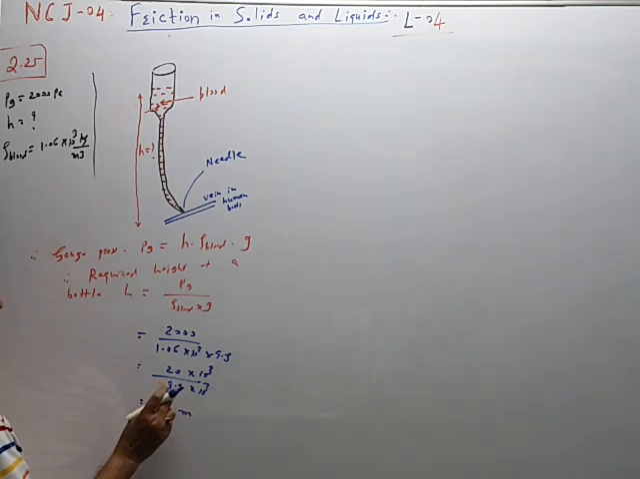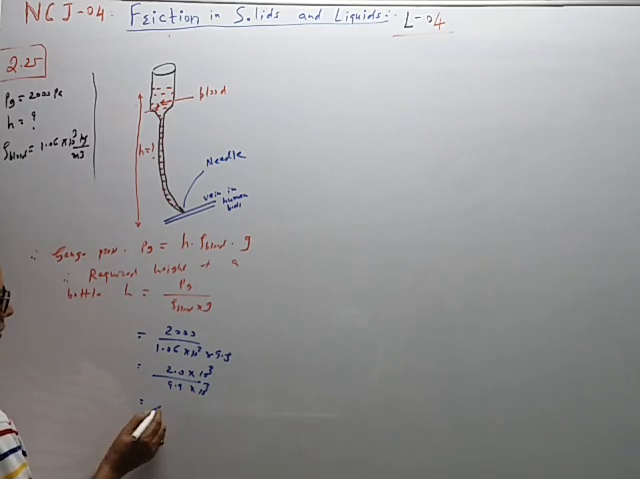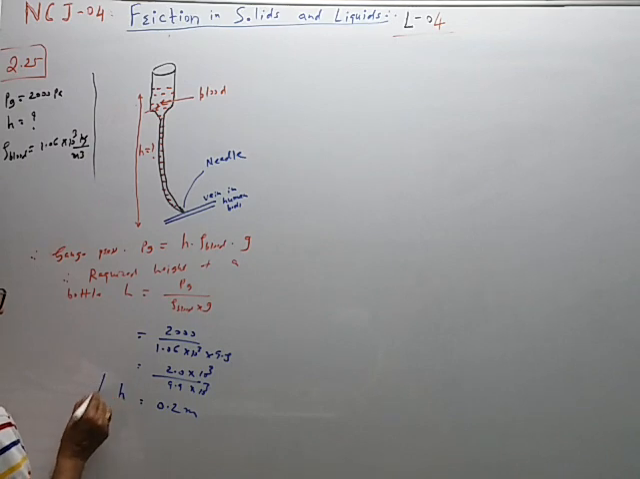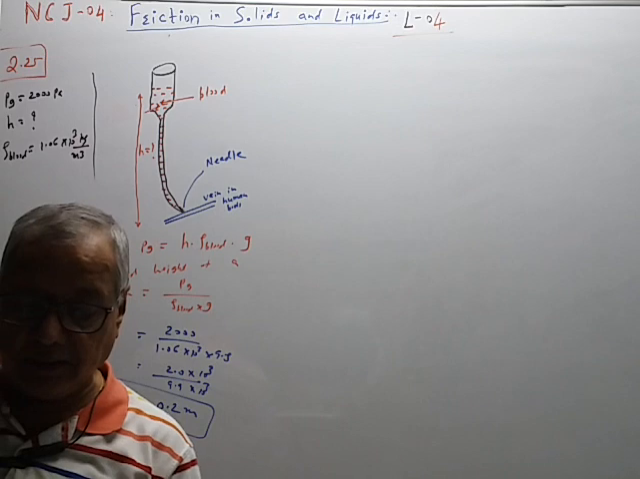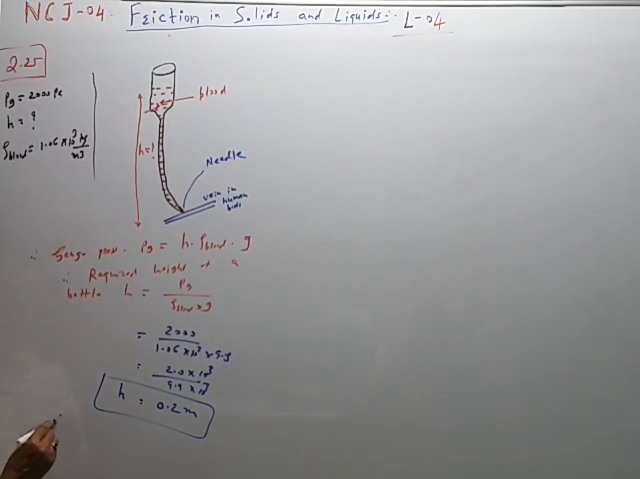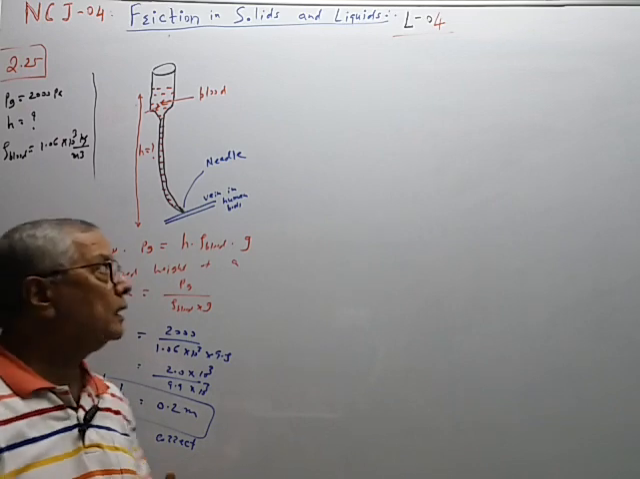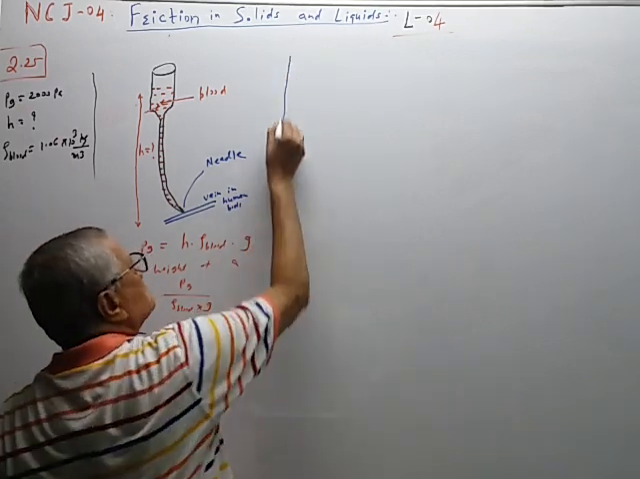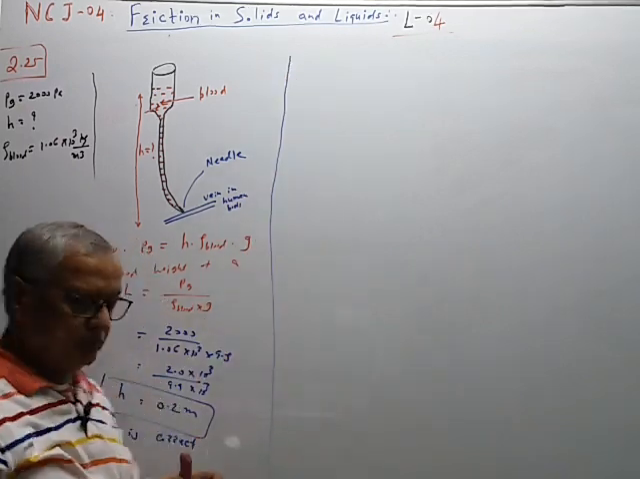Sorry, this is 2.0 into this. So this is equal to 0.2 meter nearly. So the required height is equal to 0.2 meter or 20 centimeter. Therefore, A is correct.